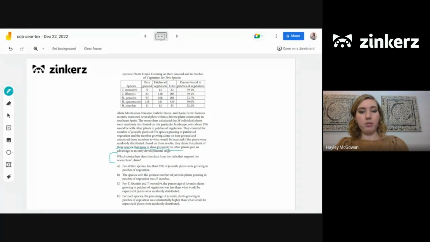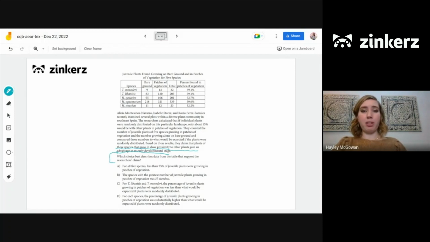Okay, so we have this claim at the very end here, that plants of these species that grow in close proximity to other plants gain an advantage at an early developmental stage. Okay. So now let's take a look at our table.